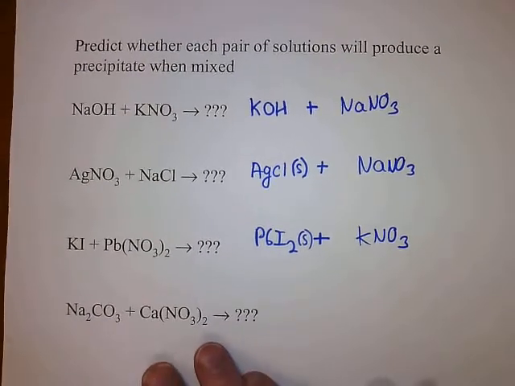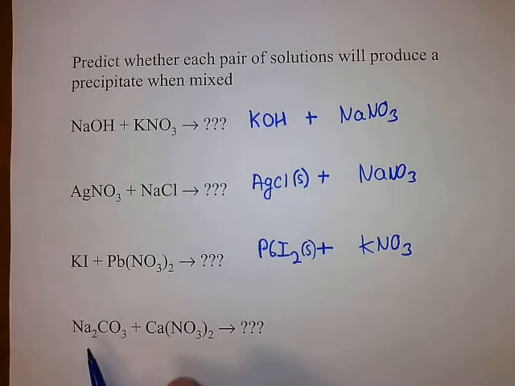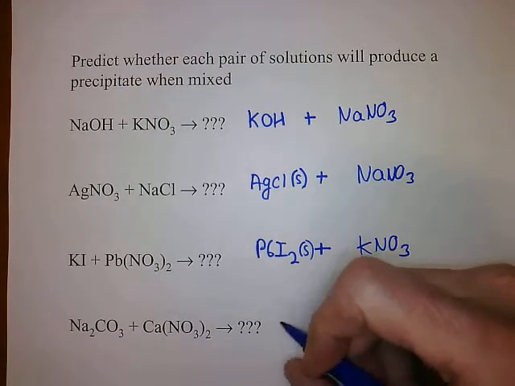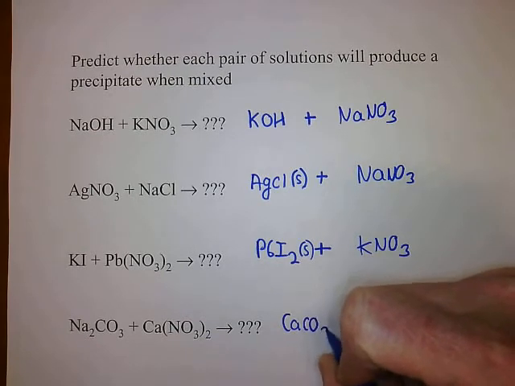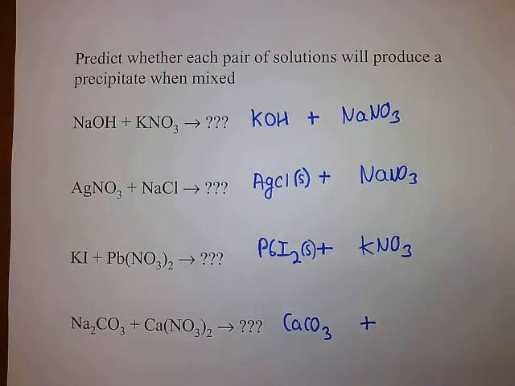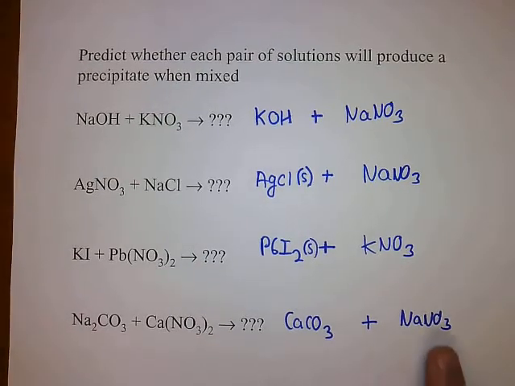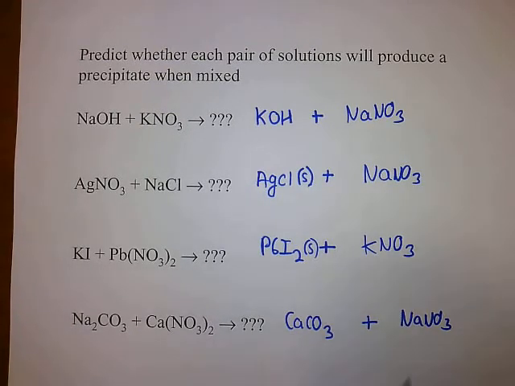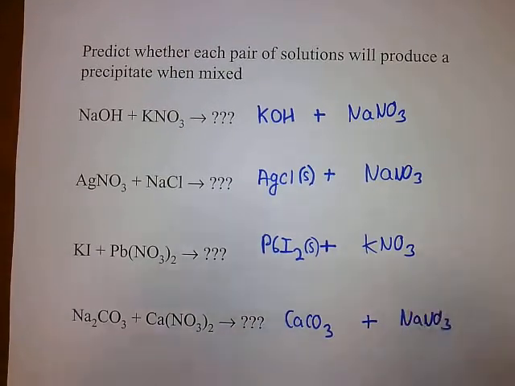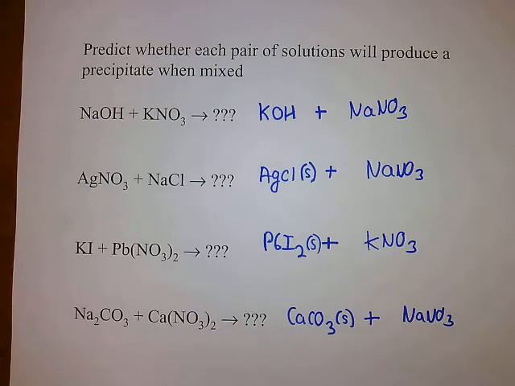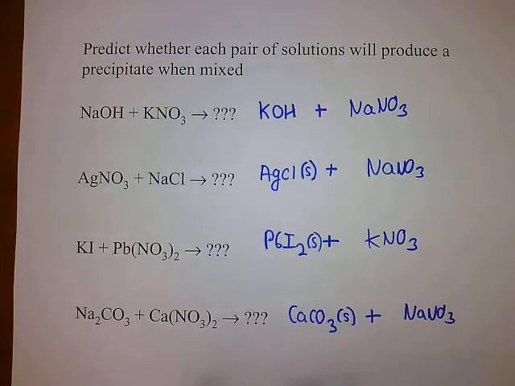And then our last example, if we mix together sodium carbonate and calcium nitrate, we swap the ions around. What are our products going to be? Calcium carbonate and sodium nitrate. You ought to know by now that's soluble. What about calcium carbonate? Go back and look at your rules. Carbonates are generally insoluble with some exceptions. Calcium's not an exception. So in these last three, we would get a precipitate.